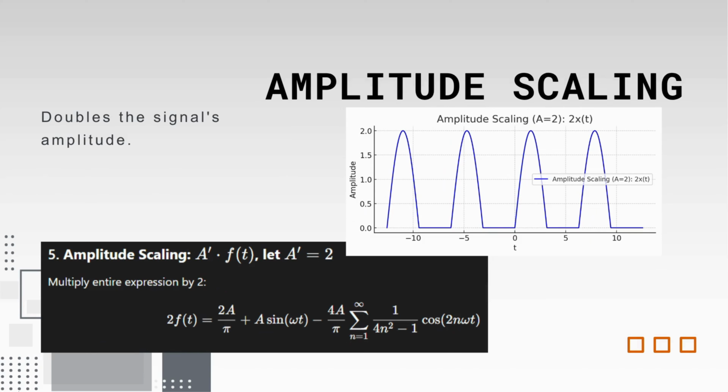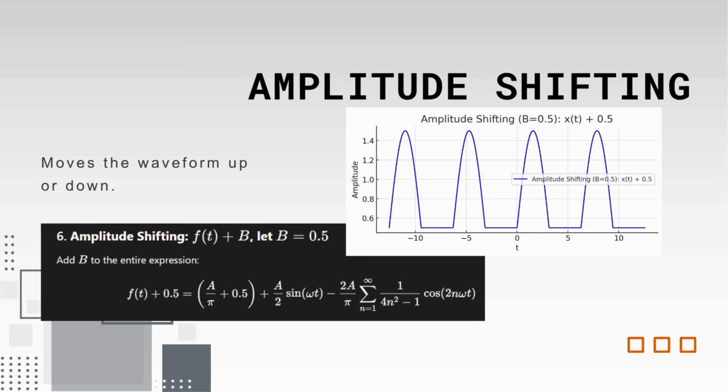Amplitude scaling changes how tall or short the wave is. It doubles the signal's amplitude. Then lastly, we have amplitude shifting, which moves the waveform up or down.